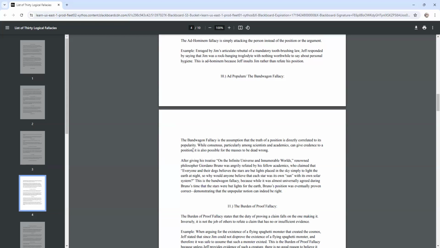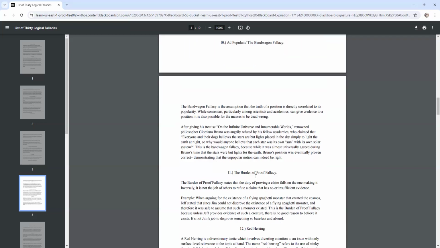So here's my example. It's a little bit long-winded, but after giving his treatise on the infinite universe and innumerable worlds, renowned philosopher Giordano Bruno was angrily refuted by his fellow academics, who claimed that everyone and their dogs believes the stars are but lights placed in the sky simply to light the earth at night. So why would anyone believe that each star was its own sun with its own solar system? This is the bandwagon fallacy because while it was almost universally agreed during Bruno's time that the stars were but lights for the earth, Bruno's position was eventually proven correct, demonstrating that the unpopular notion can indeed be correct.